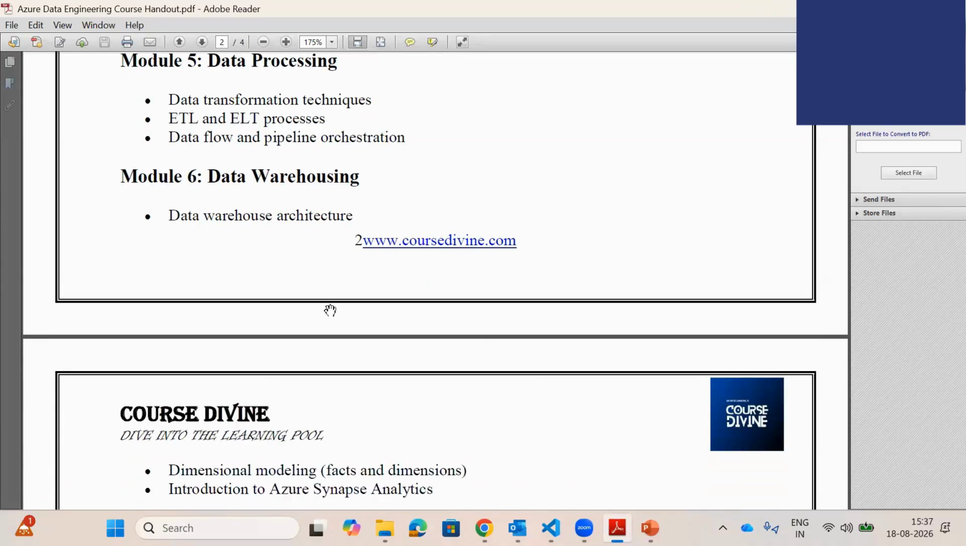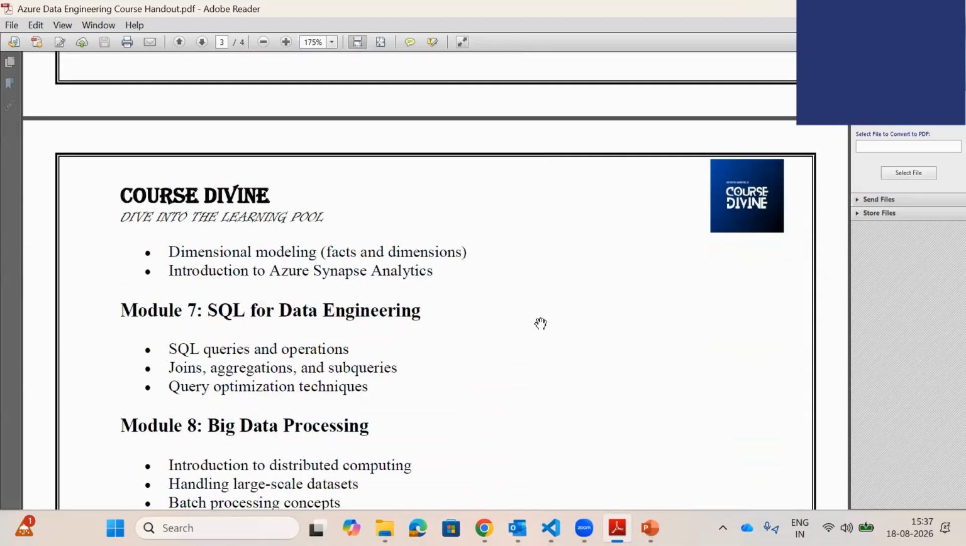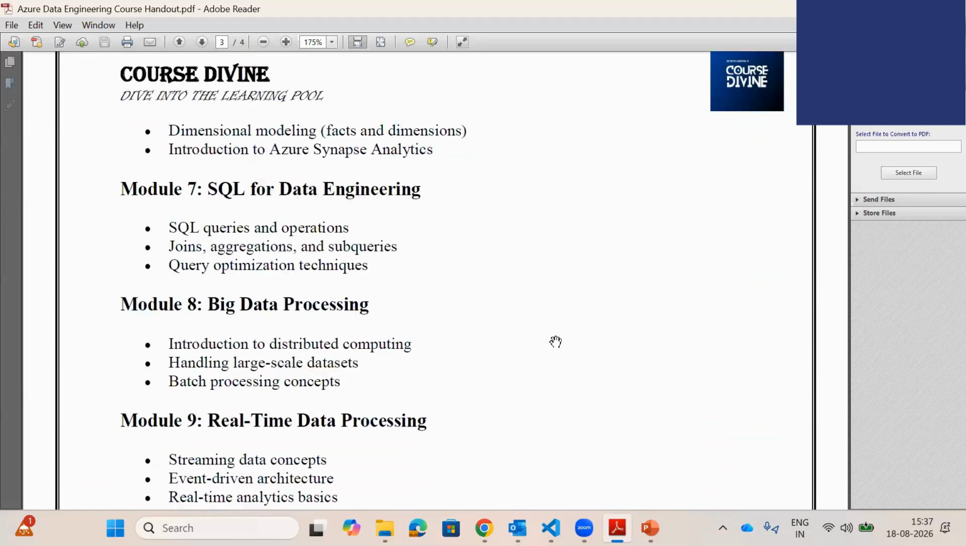Now, data warehouse architecture we'll understand. Then the dimensional modeling, facts and dimensions. These are multi-dimension modeling concepts we are trying to understand. And then we will see this particular service, Synapse Analytics. Then SQL for data engineering, where once we have the data with the help of Synapse as well as Azure Data Factory, it is important to go ahead and analyze the data.